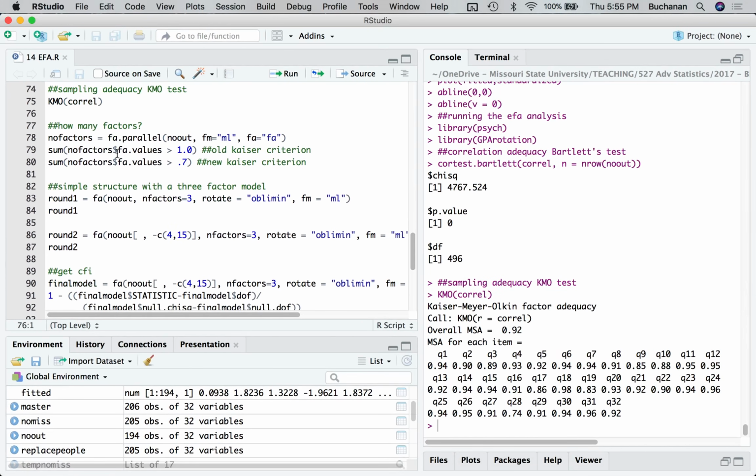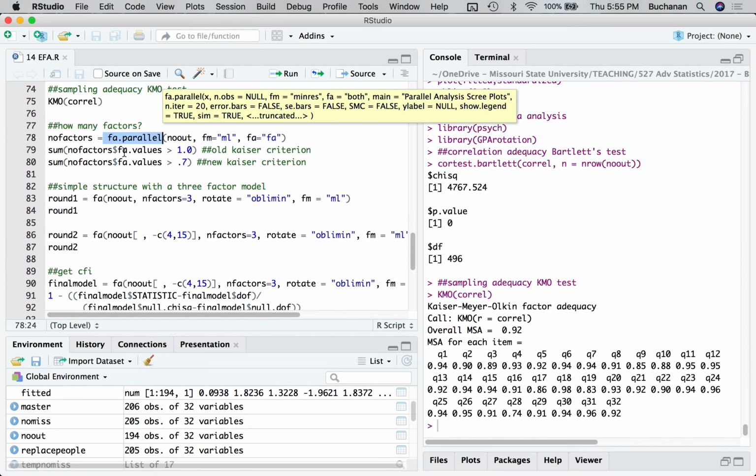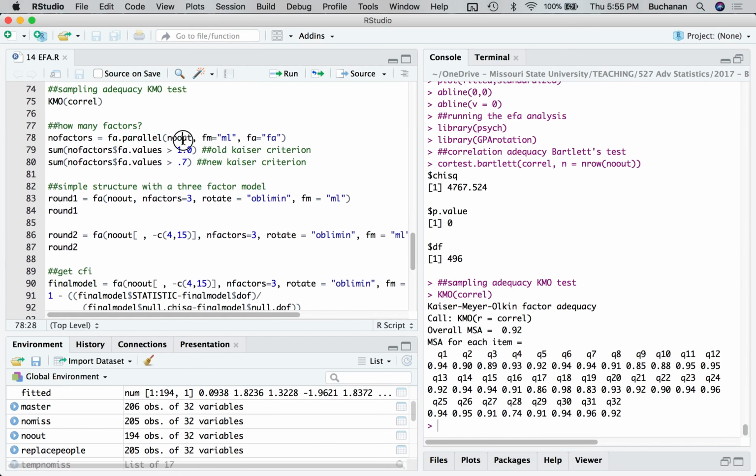So what I'm going to do is run fa.parallel. fa.parallel runs a parallel analysis. I'm going to save it. You run that on your data set. FM for factor math equals ML for maximum likelihood. FA for factor analysis equals FA, give me factor analysis. You can also type in PCA or both.